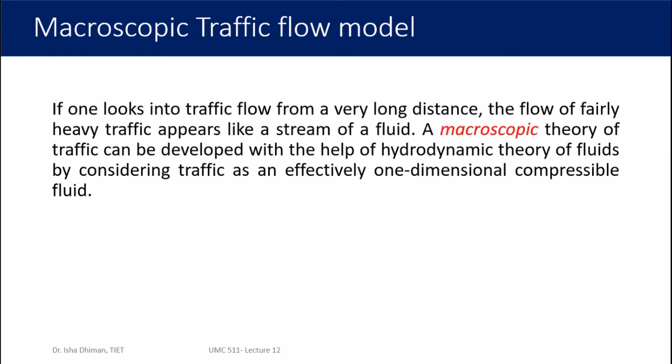So what is this macroscopic model? You can understand this from the literal meaning of the word macro. Macro means something at a bigger scale. So the first assumption of this kind of model is that it does not focus on the individuality of each vehicle. If you read the precise definition here, if one looks into traffic flow from a very long distance, the flow of fairly heavy traffic appears like a stream of a fluid. Just imagine yourself on top of a hill, looking at the cars moving downhill from a very, very large height.